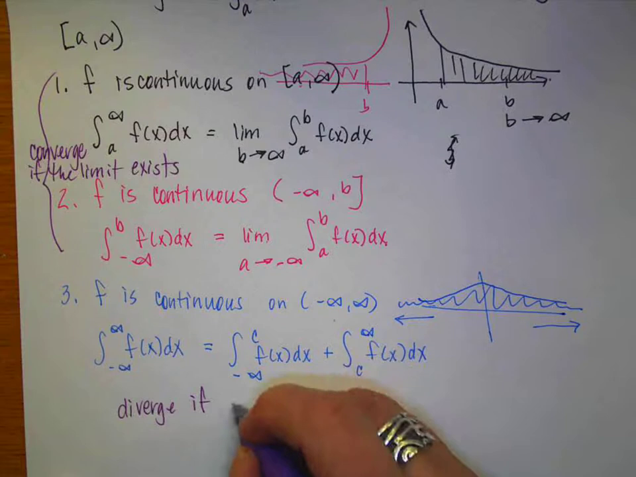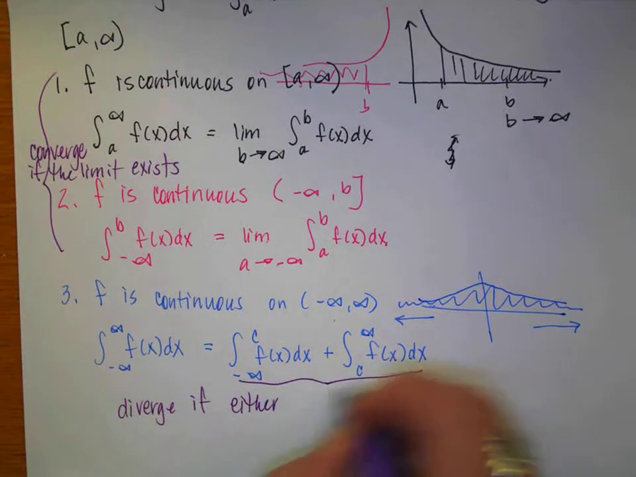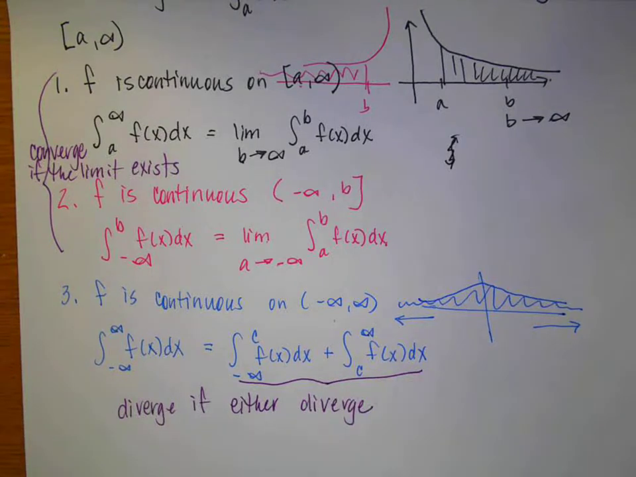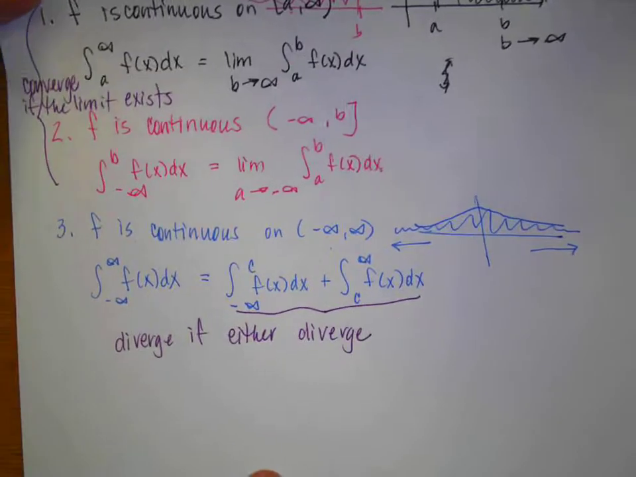if either of these two guys diverge. Alrighty, so if either one of these diverge, then that means the whole thing diverges. And then for it to converge, both of these would have to converge, because then that means that one didn't, so then there you go. Alrighty, so let's just start doing some examples.